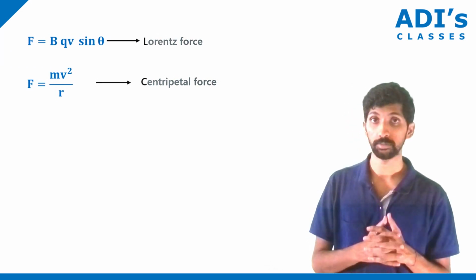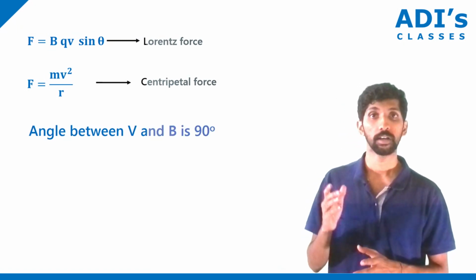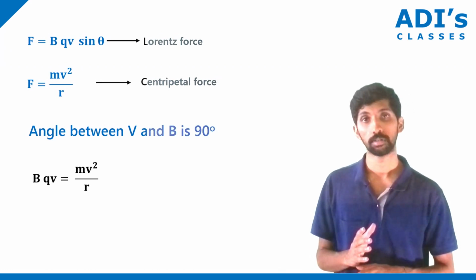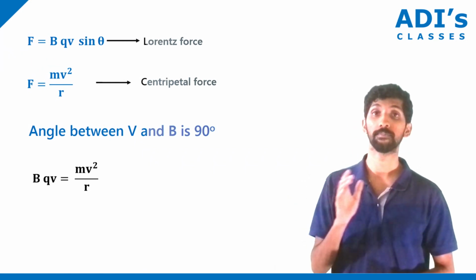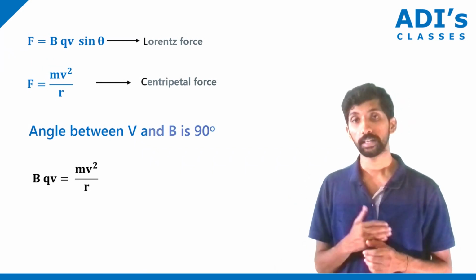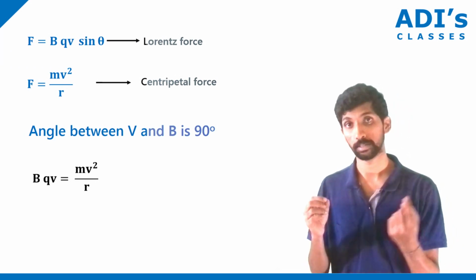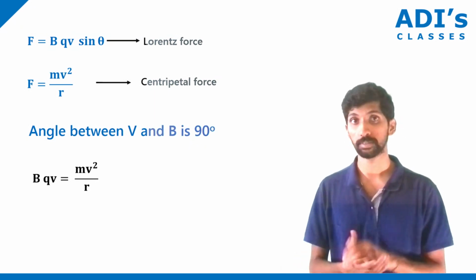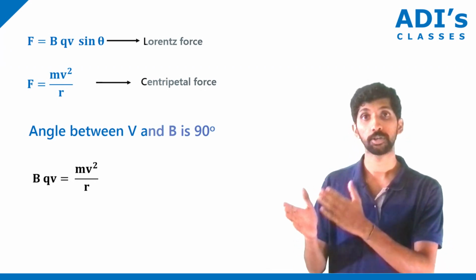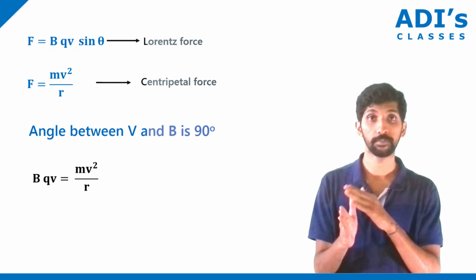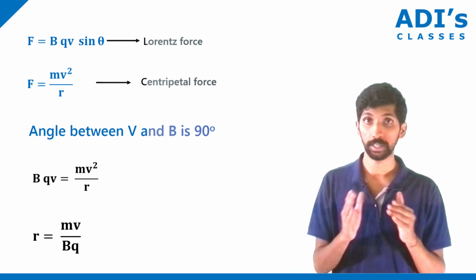Now, what is the angle between the velocity and the magnetic field? It's 90 degrees. So we have BQV = mv²/r. Now we try to calculate the radius of the path, so make sure that r is the subject of the formula. We have BQV = mv²/r. One v gets cancelled, so r = mv/(BQ).